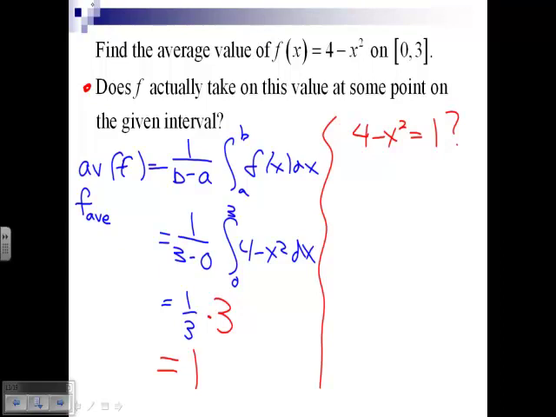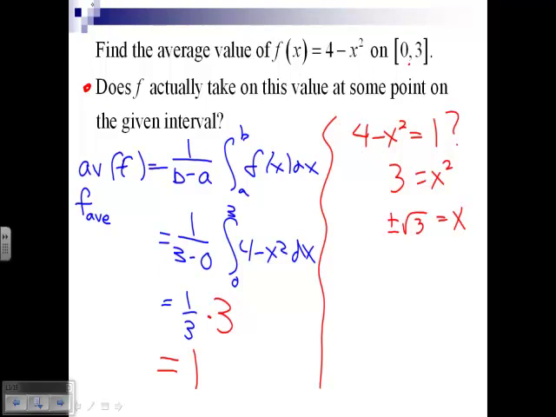Okay, if I take the x squared over here, and the 1 over there, and take the square root of both sides, I get plus or minus the square root of 3. The negative root of 3 is not in this interval, but the positive square root of 3 is in this interval. Positive square root of 3 is like 1.7 something. All right. So there is indeed a place in this interval where the function is equal to the average.